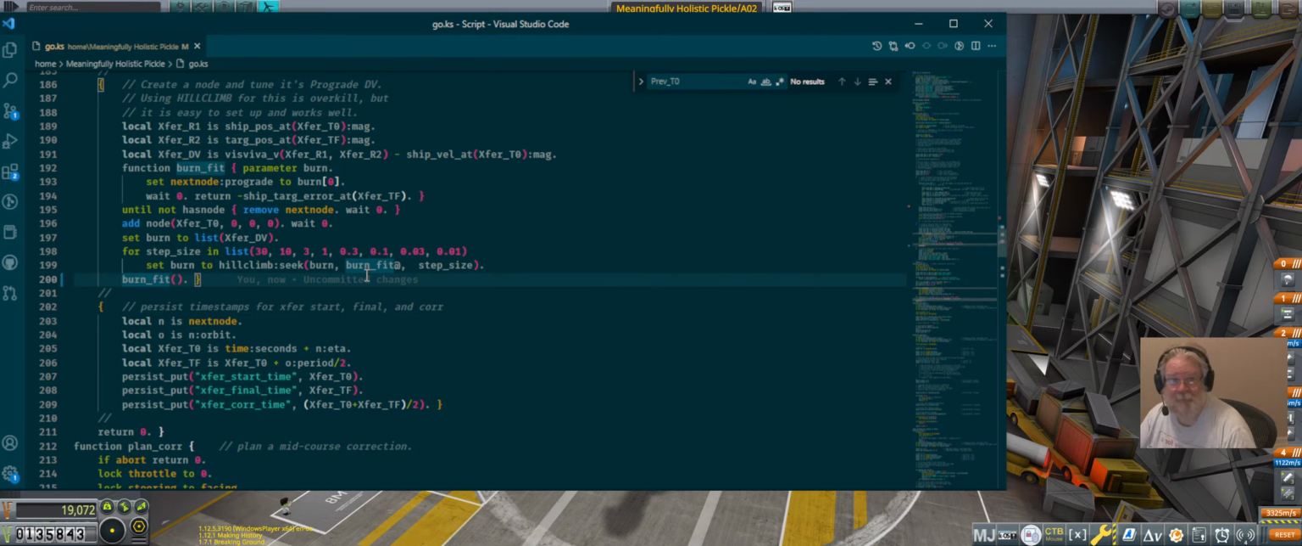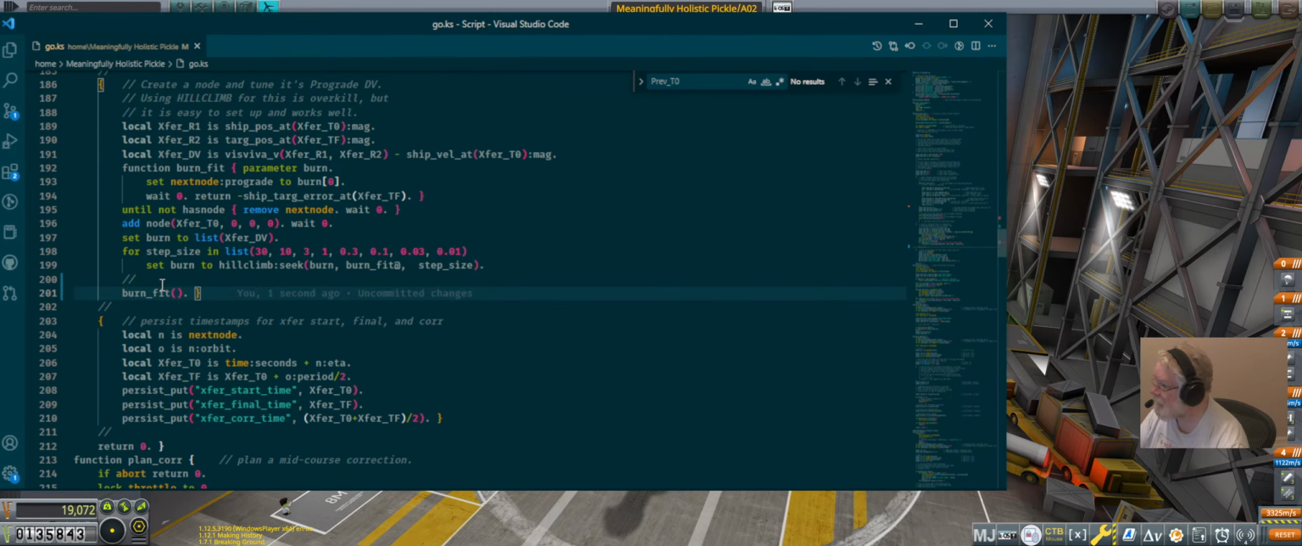I want to make sure, if I print this value out, that later when I remove the print, I don't remove the burn fit. So I add a comment in here. Oops, almost forgot burn.